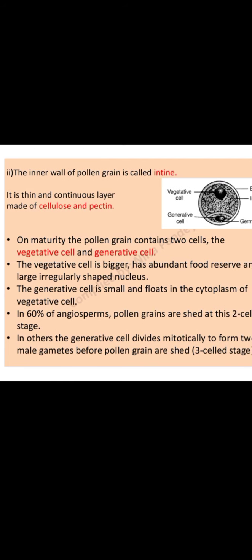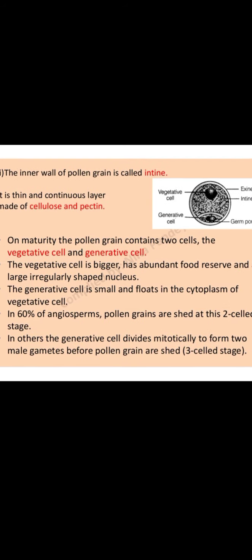On maturity, the pollen grain contains two cells, the vegetative cell and the generative cell. You can see here there are two types of cell. The upper one is the vegetative cell and the lower one is the generative cell. The vegetative cell has a nucleus called the vegetative nucleus, and the generative cell has a nucleus called the generative nucleus. The vegetative cell is bigger, has abundant food reserve and a large irregular shaped nucleus.